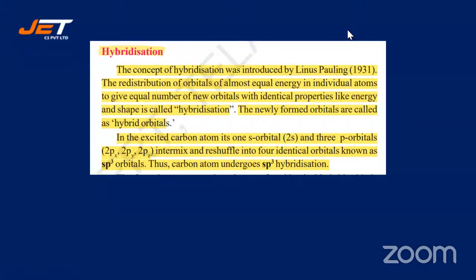Next, coming to the hybridization concept of carbon. The concept was introduced by Linus Pauling. The redistribution of orbitals of almost equal energy in individual atoms to give an equal number of new orbitals with identical properties like energy and shape is called hybridization. The newly formed orbitals are called hybrid orbitals. In the excited carbon atom, the 2s orbital and 3 p orbitals intermix and reshuffle into 4 identical orbitals known as sp3 orbitals. Thus, the carbon atom undergoes sp3 hybridization.